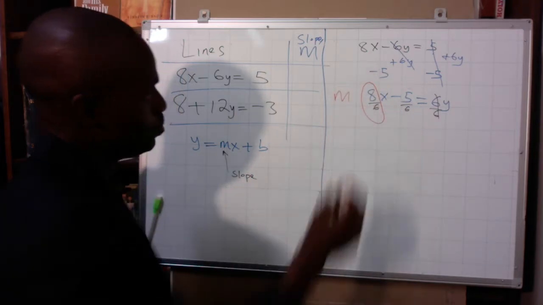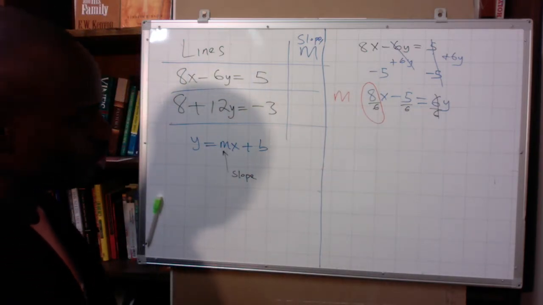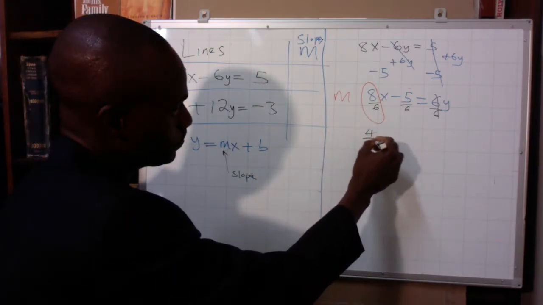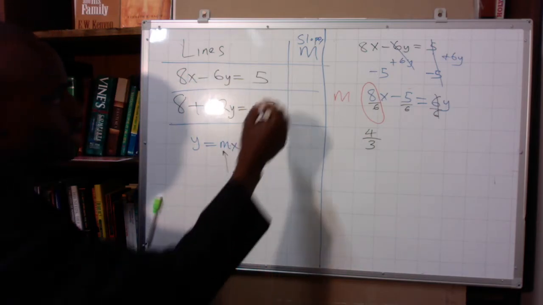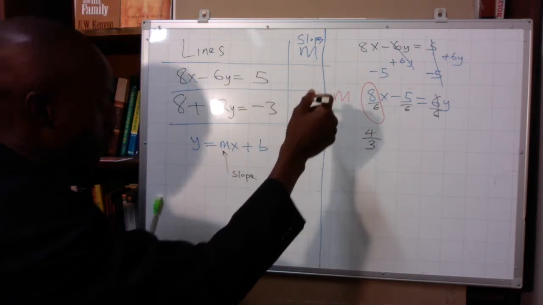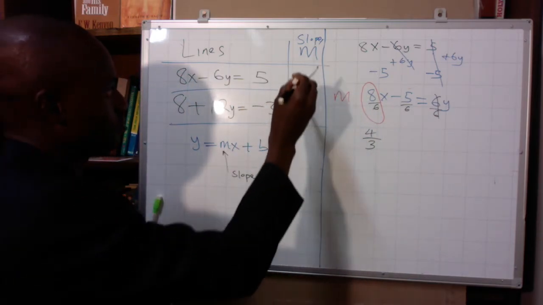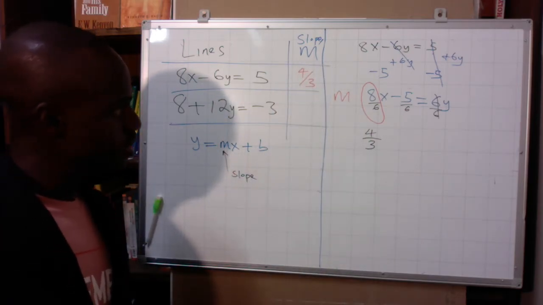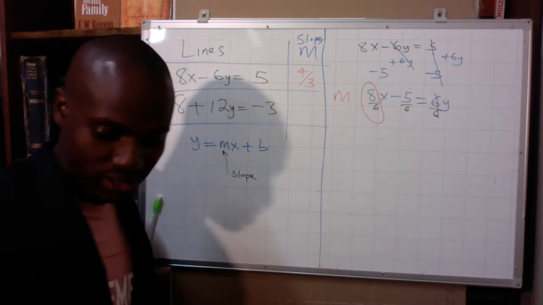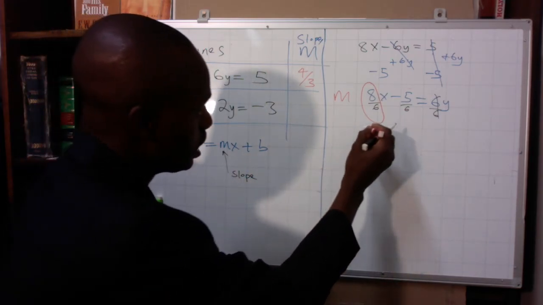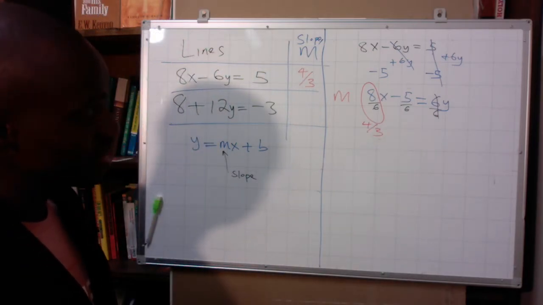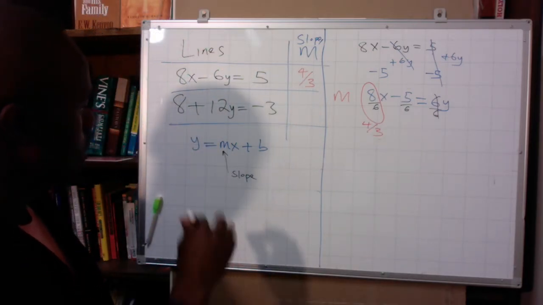That is my slope. So I can reduce that to lowest terms and just say 4/3. That's the slope of the first line. 4/3. Again, you're welcome to try this by yourself. For the sake of space and brevity, we're going a little quicker with this.